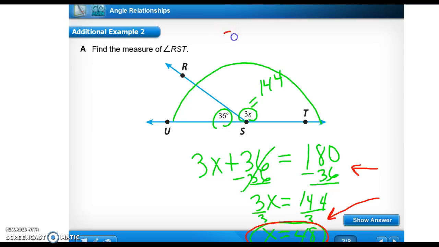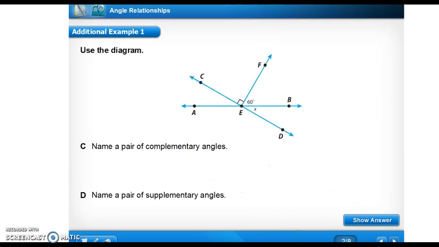So if you were asked to solve for x, you would get that. And then to figure out what the missing angle 3x is, you take 3 times 48, and you get 144. So that's how you can use some algebra with supplementary and complementary angles.